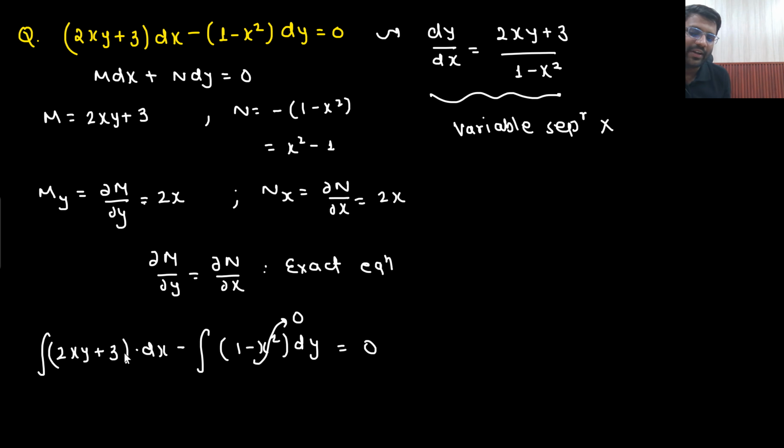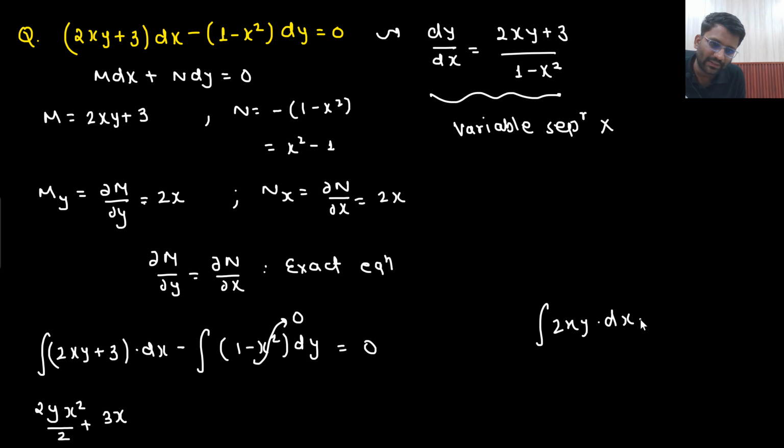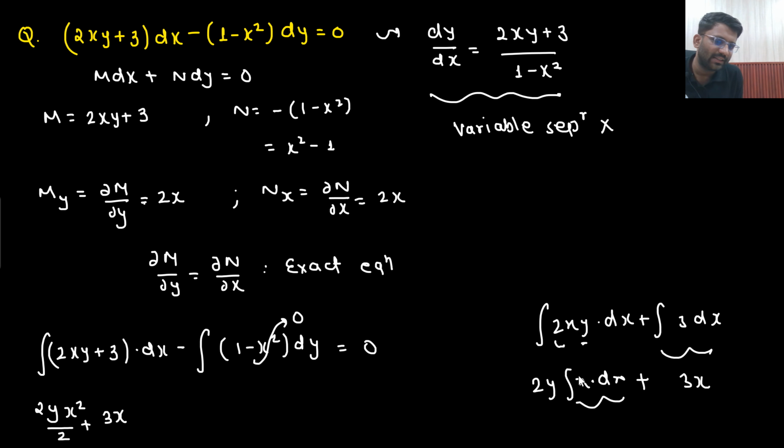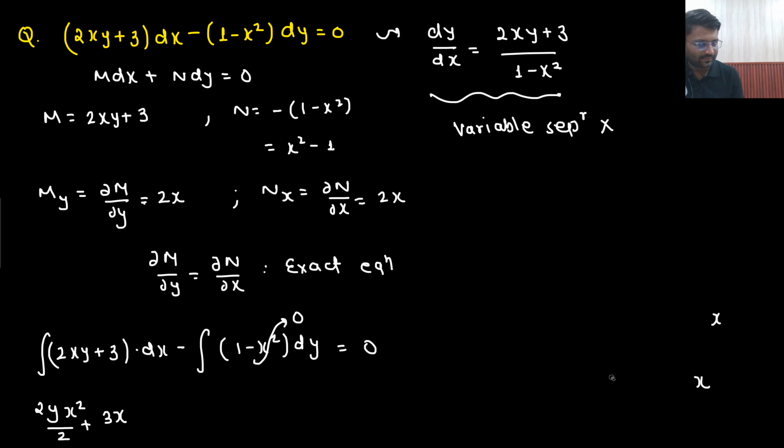So first I need to integrate 2xy. 2y will be constant, integration of x will be x square by 2. Then I need to integrate 3, that will be 3x. Did you understand what I did here? 2y will be treated as constant, 2y as it is. Here it was 2xy dx plus 3 dx. This will give you 3x. 2y will be treated as constant, x dx. What is the integration of x dx? That will be x square by 2. So what you are getting? y x square.